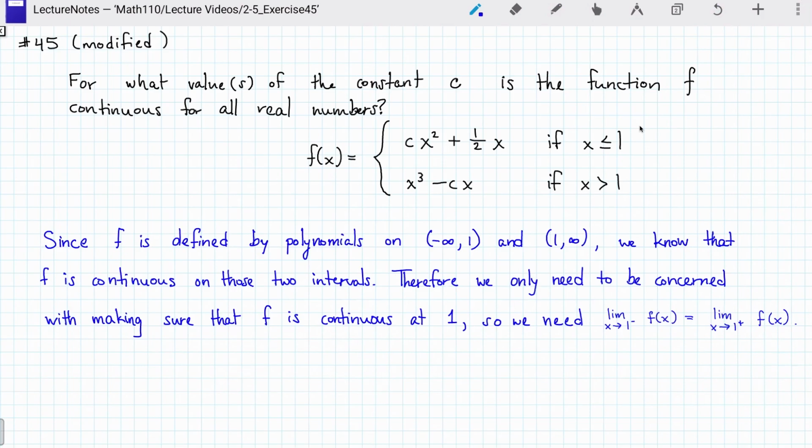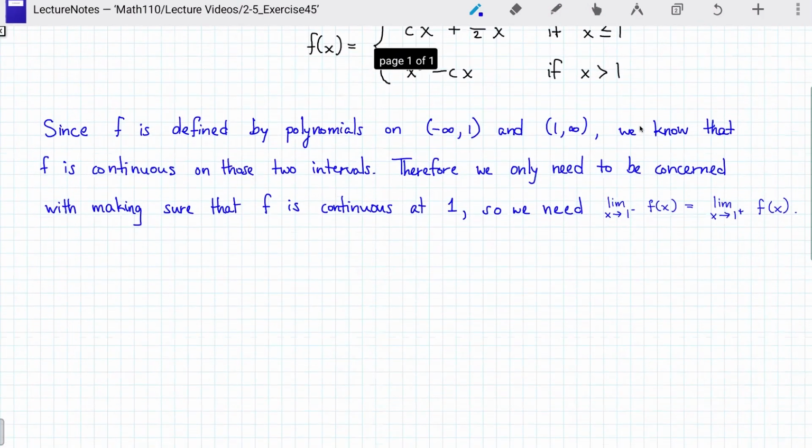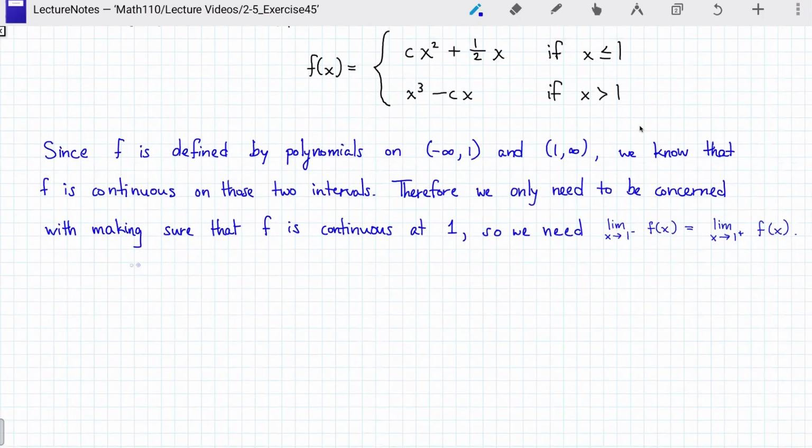And now I'm going to calculate the left-hand limit and the right-hand limit and figure out what c value is going to make those two limits agree. So I'm going to calculate the left-hand limit. The limit as x goes to 1 from the left, from values of x that are less than 1, of f of x, is, I'm going to rewrite that limit notation, x goes to 1 from the left.